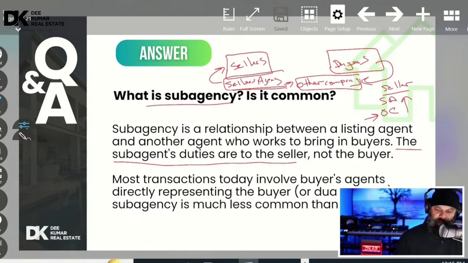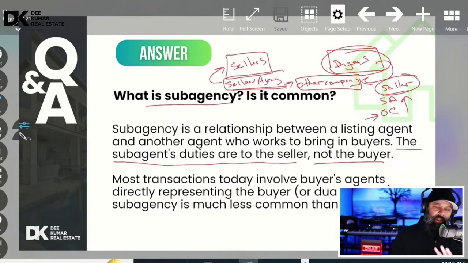So sub-agency is where the sub-agent's duties are to the seller and not the buyer. This was very confusing, and it's been confusing forever because in the 90s they came up with an alternative called buyer's agency, which allowed real estate professionals to represent buyers. This is one of those classic ones on exams, because a lot of students don't understand this relationship. Because they don't understand it, test writers write about it. It's not outlawed, it's still allowed to be practiced, but it has been replaced by buyer's agency.